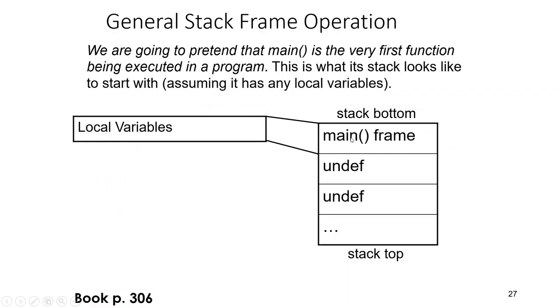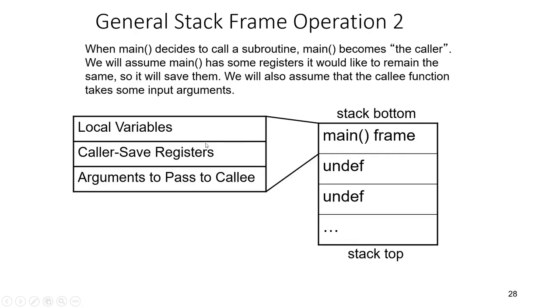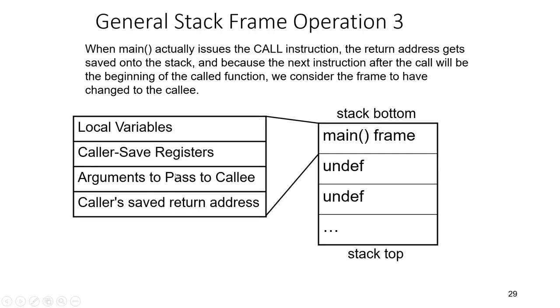Okay, now we have the main stack frame, and it has some local variables. Whenever it is about to call a function, it saves some of its registers, such as EAX, EBX, ECX. As I said, the caller saves registers and arguments to pass to the callee. Suppose it's calling subroutine foo of 1, 2, 3. Then 1, 2, 3 are placed in reverse order: 3, 2, 1. And then the caller saves the return address.